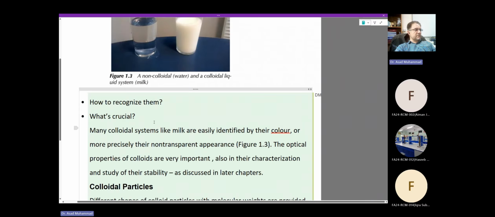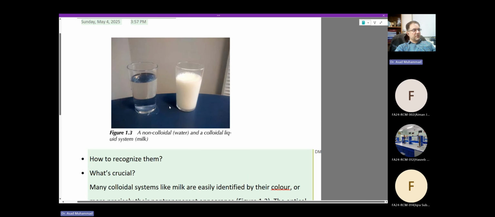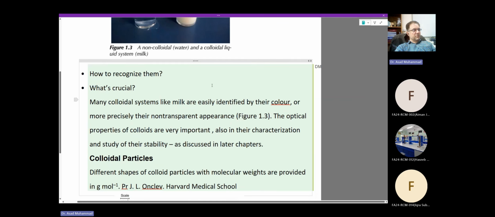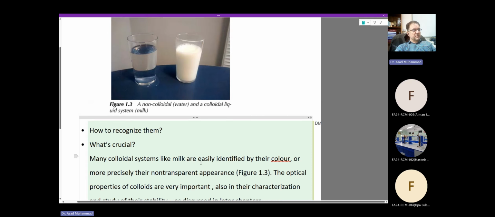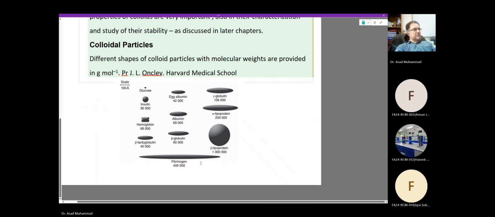So how to recognize them and what is crucial? Many colloidal systems like milk are easily identified by their color. As I told you, most of the time it will be white, or more precisely their non-transparent appearance, as in the case of milk, where it is opaque. So the optical properties of colloids are very important. Also their characterization and study of their stability, that we will see in later lectures.